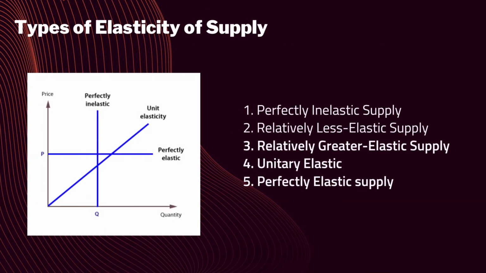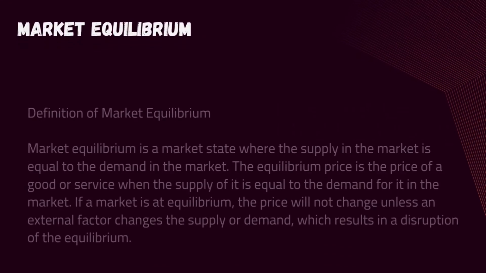Now, types of elasticity of supply, as you can see: perfectly inelastic supply, relatively less elastic supply, relatively greater elastic supply, unitary elastic, and perfectly elastic supply. These are some of the types of elasticity of supply. In the graph, the perfectly inelastic, unitary elastic and perfectly elastic cases are mentioned. You can see there and understand which slope is for which.